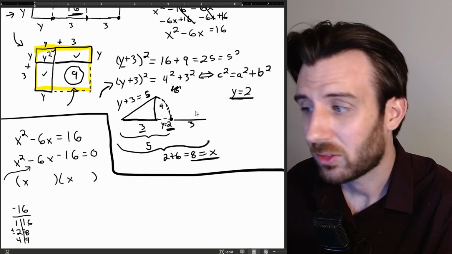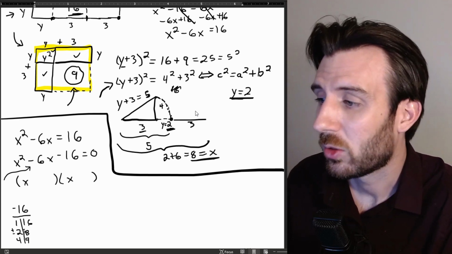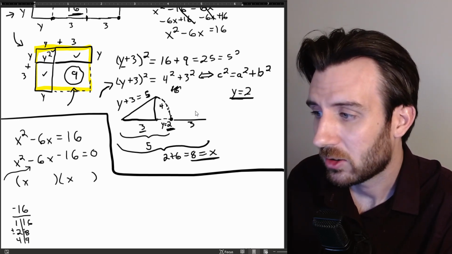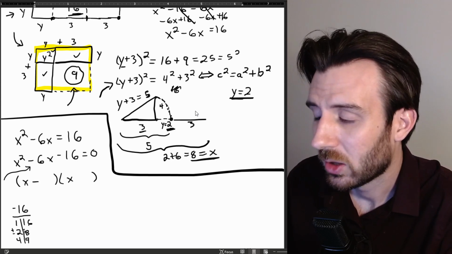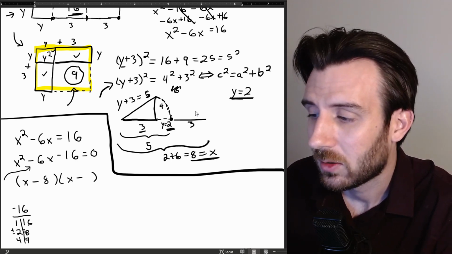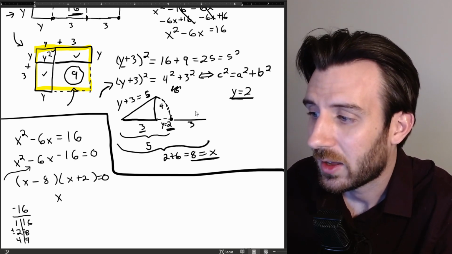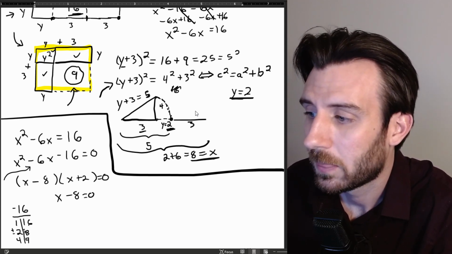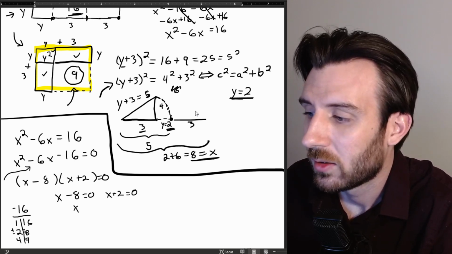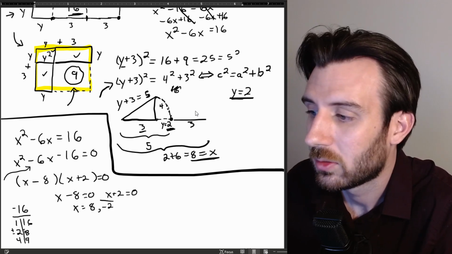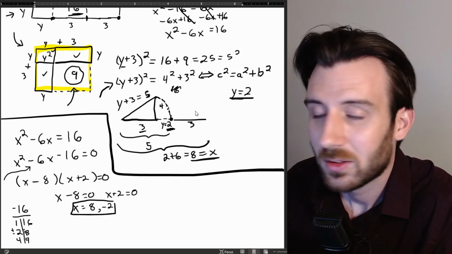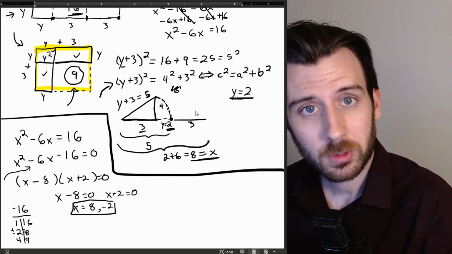And lo and behold, with a little bit of playing, we find our answer. We know that 16 is going to be multiplied to, and negative 6 is going to be added to, when I have x minus 8 and x plus 2 equals 0. That means that individually, x minus 8 could equal 0, x plus 2 could equal 0, which means that x could equal 8 or -2. Take a look at that. That's the power of algebra.